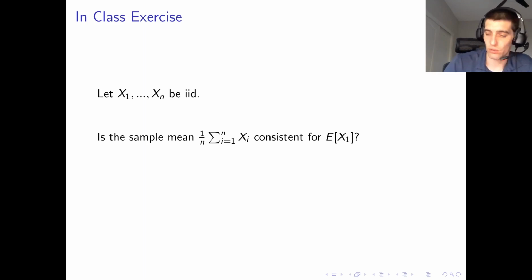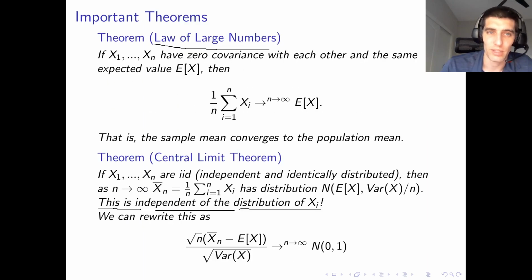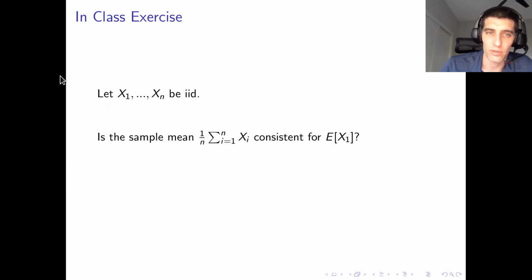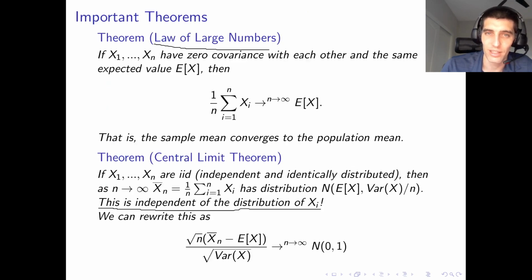Okay, I'm going to go ahead and answer, so pause if you need to, but the answer is yes, it is consistent. Why does the sample mean converge to the true mean? We've seen that before, by the law of large numbers. The law of large numbers says that if x1 through xn have 0 covariance with each other and the same expected value, then the sample mean converges to the true mean. I have that x1 through xn are independent, and independence means their covariance is 0. So they have 0 covariance with each other.